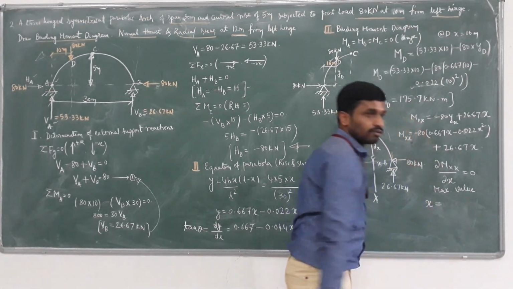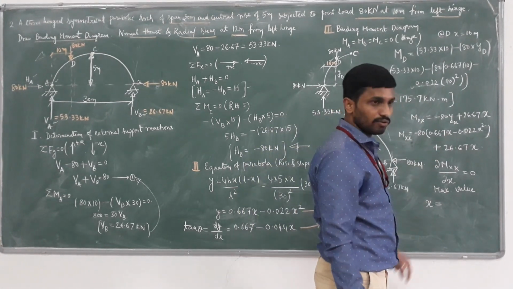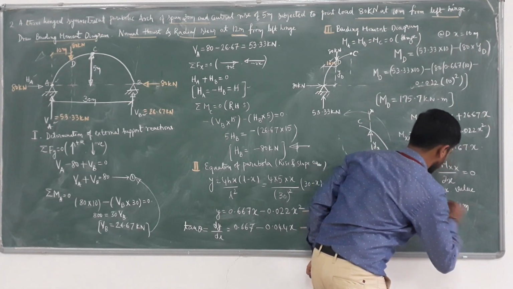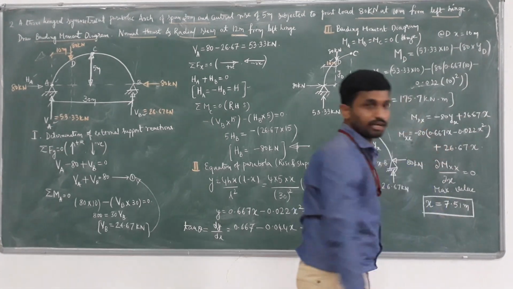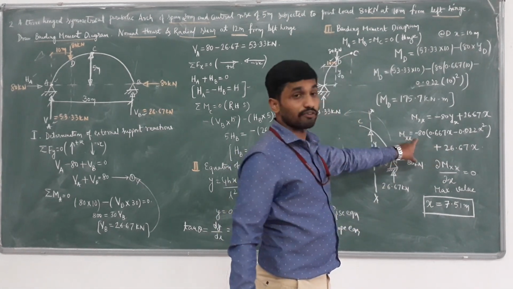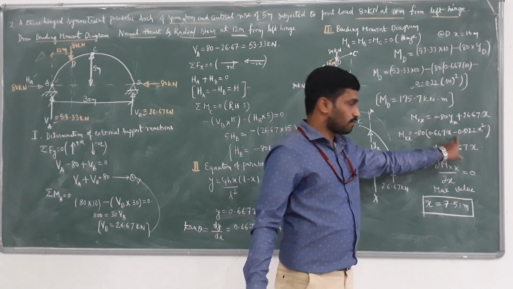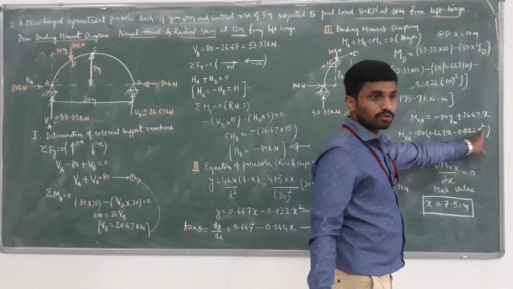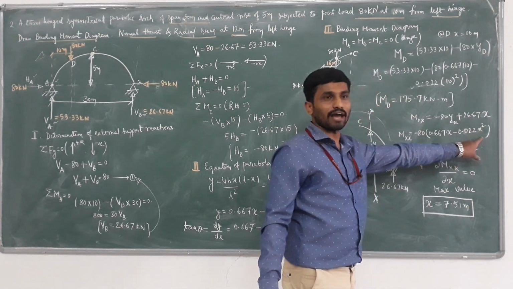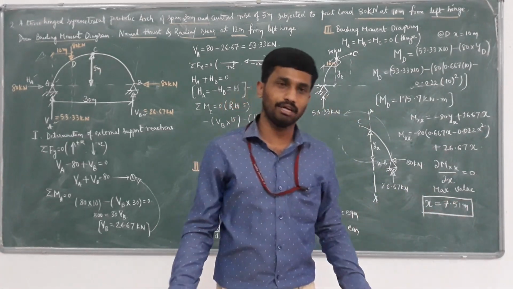What is the x value? 7.51 meters. If you differentiate this equation, how to differentiate it? 0.667 into 1 minus 0.022 into 2x plus 26.67. Only x is unknown. Determine that x value. You are getting 7.51 meters.